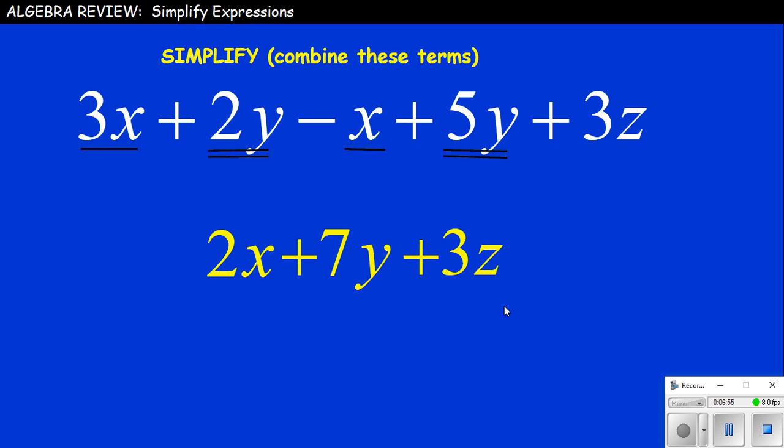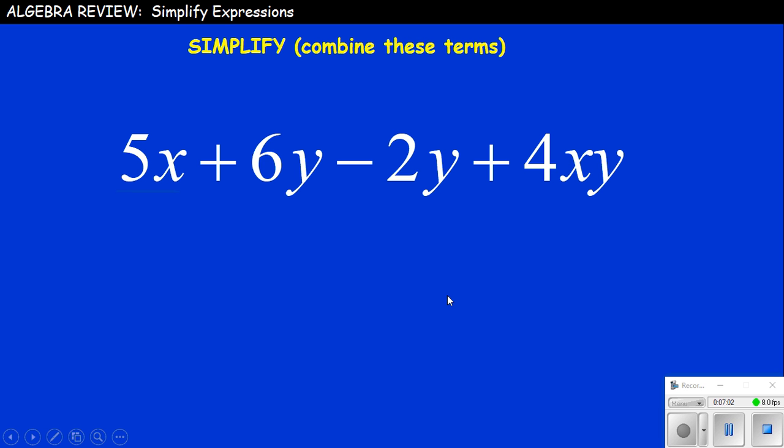There are a few tricks that people tend to get caught up on when we combine like terms. And here is the first one. This 5x in this problem has nothing to go with it, so the 5x will be just part of the answer. 6y minus 2y, no problem, that's going to be 4y. What about this 4xy? Do I put that with the x's, the y's, both? And the answer is neither.